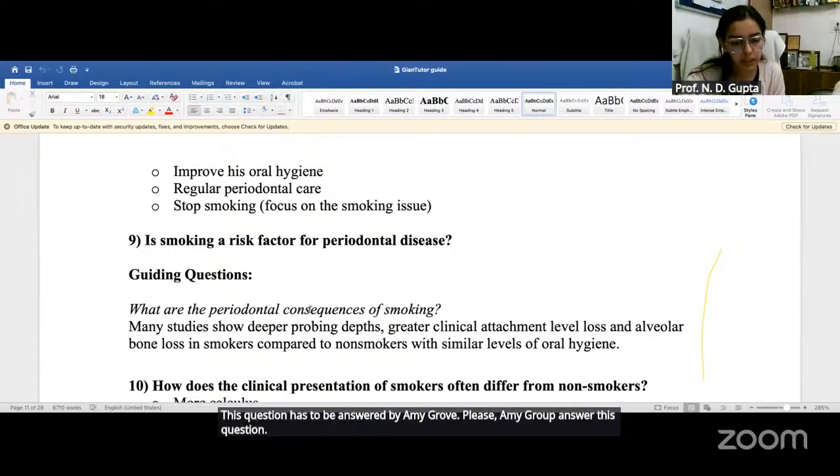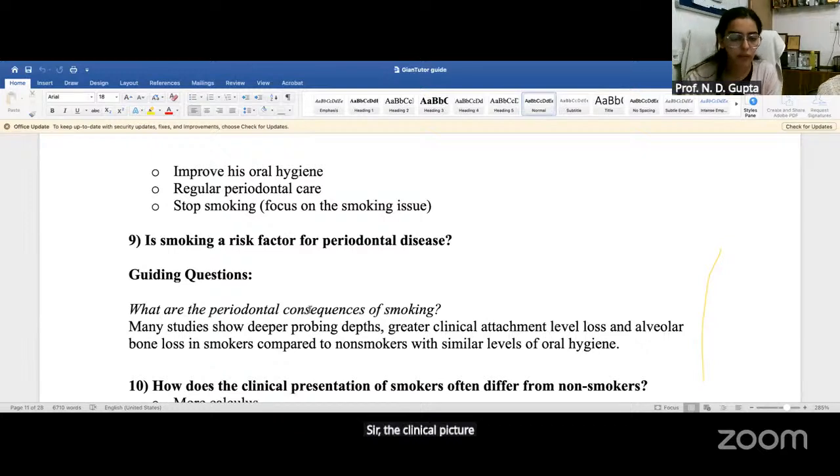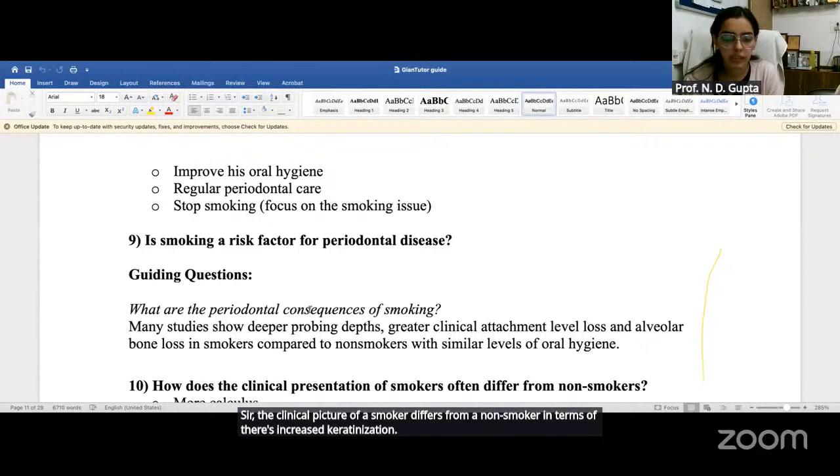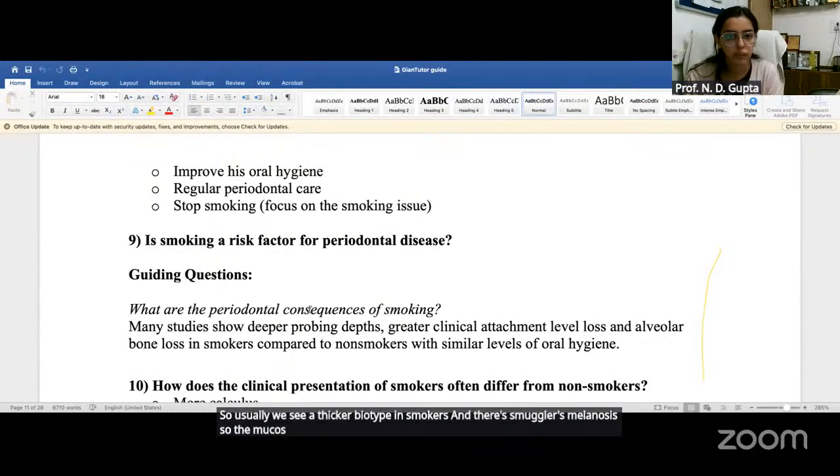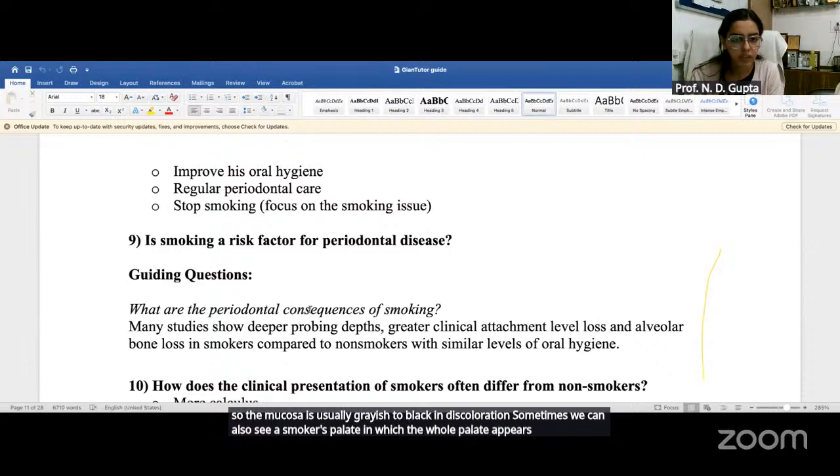Sir, the clinical picture of a smoker differs from a non-smoker in that there is increased keratinization. So usually we see a thicker biotype in smokers, and there's smoker's melanosis, so the mucosa is usually grayish to black in discoloration. Sometimes we can also see a smoker's palate, in which the whole palate appears white and grayish, and the minor salivary glands on the palate are inflamed, so they appear reddish in nature.